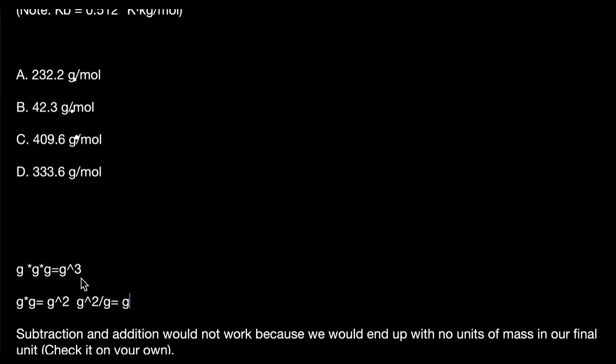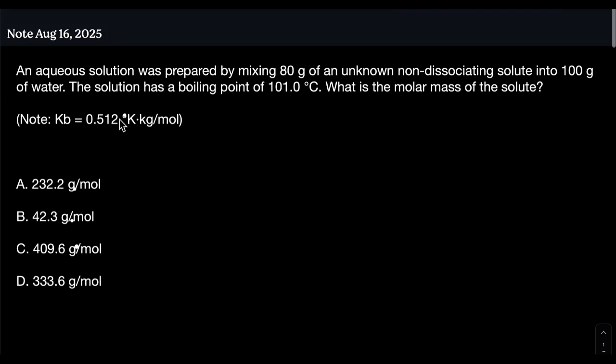If we want to do that, then we need to multiply two of these numbers and divide the final result of the multiplication by the other mass, right? That's the only way you can do that, because then we're going to end up with one gram, not grams to the power of 2 or grams to the power of 3. So that's the only way. Subtraction and addition wouldn't work and multiplication wouldn't work.